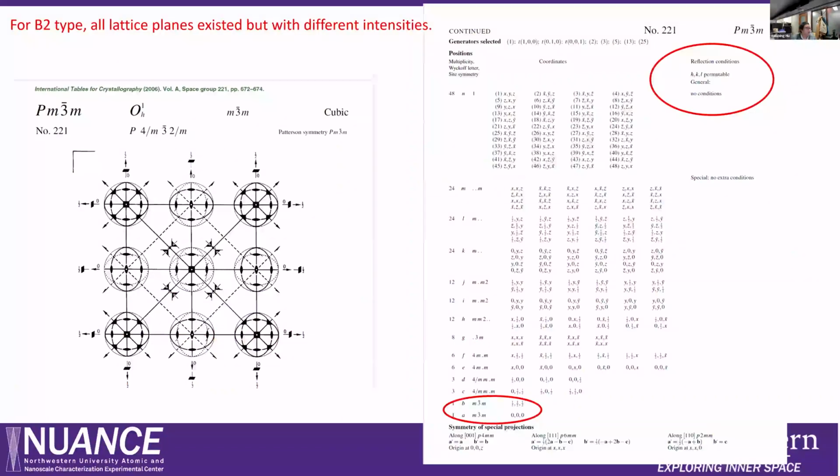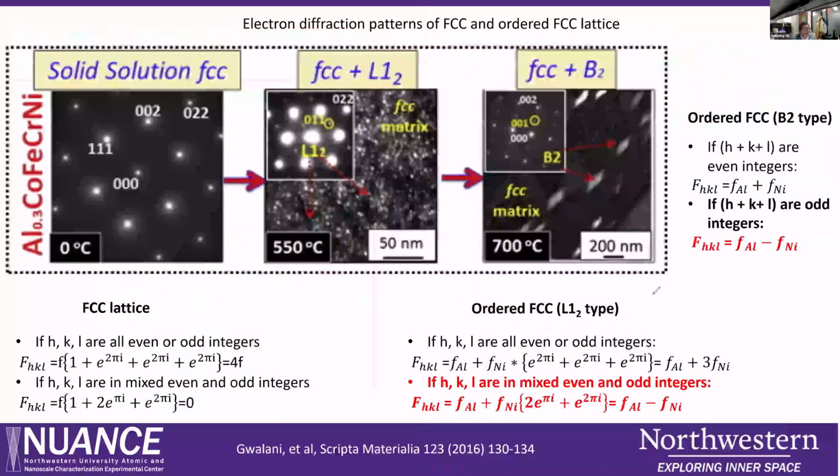Now, for the B2 type, you check the table and you also find there is no extinction. And I will give you some examples. For example, this is a diffraction pattern for the FCC. You see 000, 111, 002. You do not see 001. You do not see 01 this.